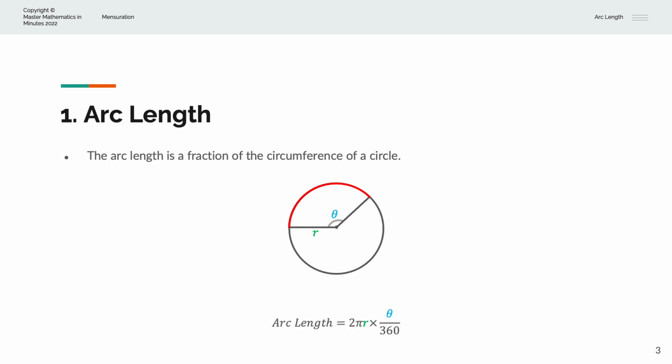So the arc length is equal to 2 pi r multiplied by theta over 360 degrees. The circumference of the circle is 2 pi r, and the arc length is a fraction of that. So that explains why we multiply by theta over 360.